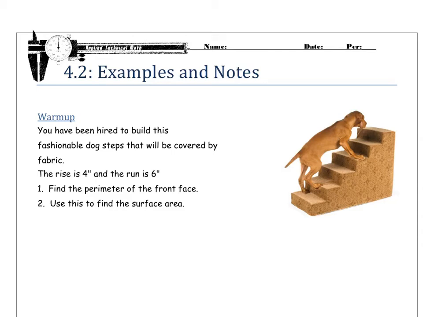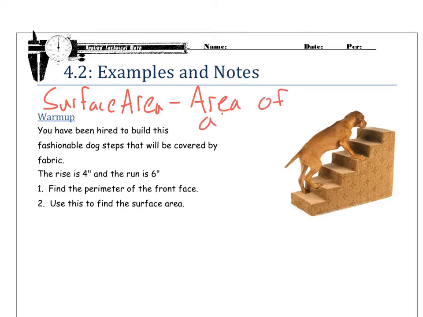In section 4.2, we're going to be looking at surface area. A surface area is just the area of the surface. So it's one of those words that kind of defines itself. It's the area of all the faces. So when we have a three-dimensional object, we want to find the surface area, okay? And it's the area of all the faces.